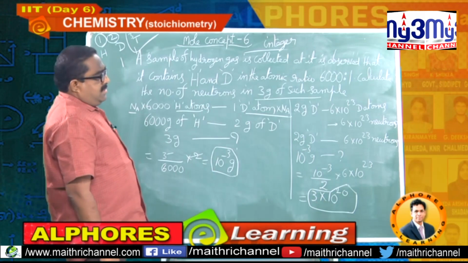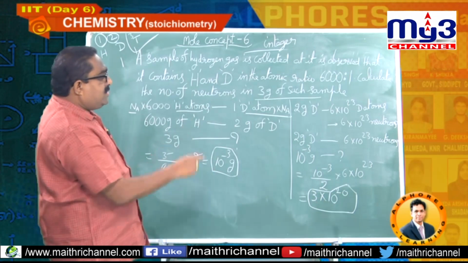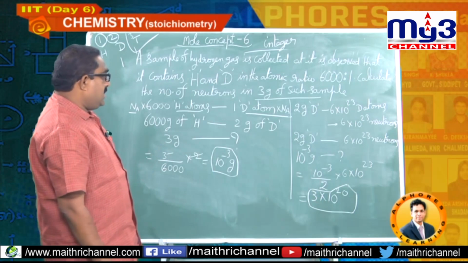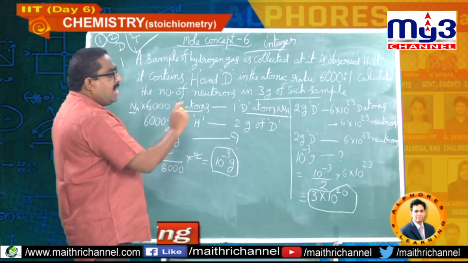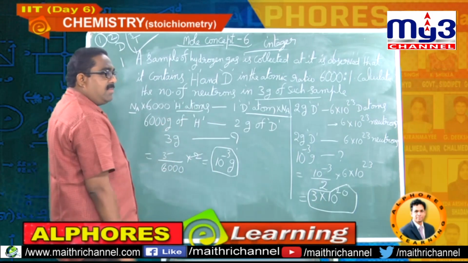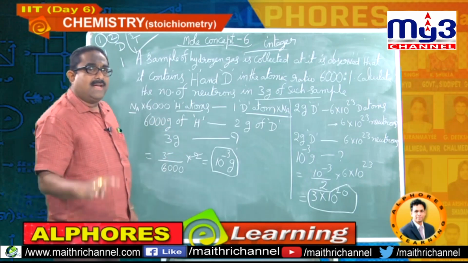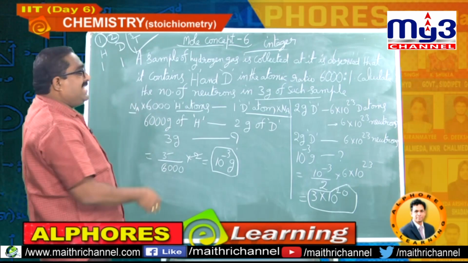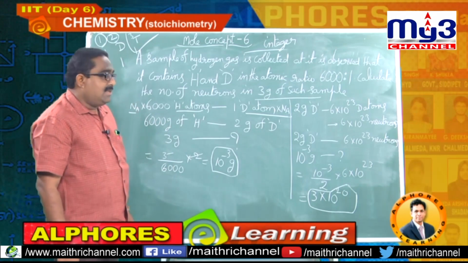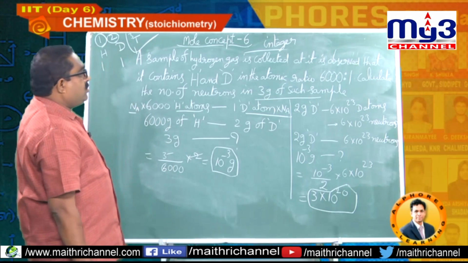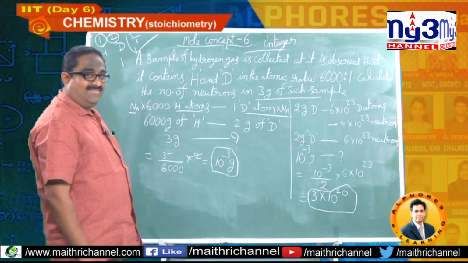So while observing the solution, I have considered only the weight of deuterium to calculate number of neutrons, but I did not consider the weight of hydrogen because hydrogen atom does not contain any neutrons. So this is the solution for this question.